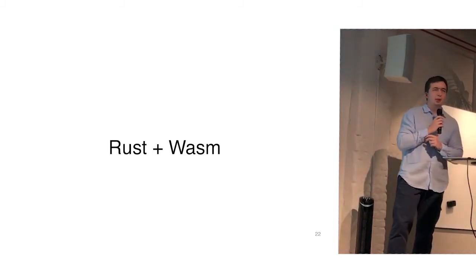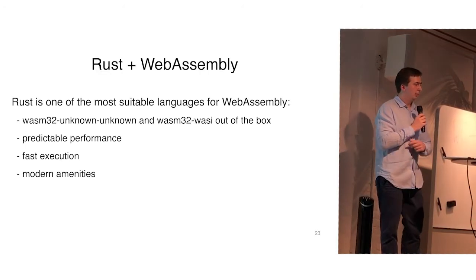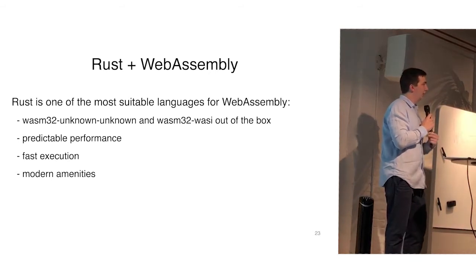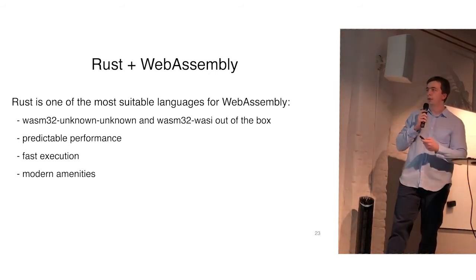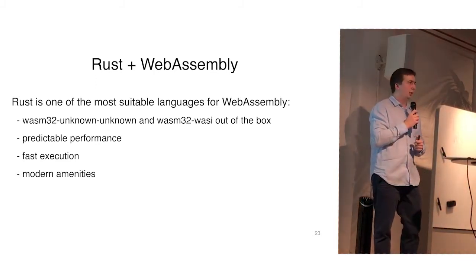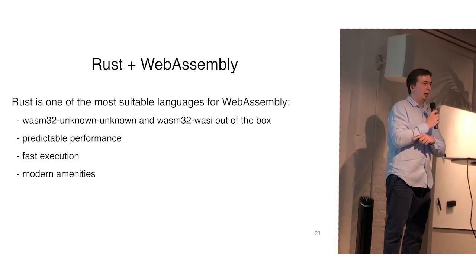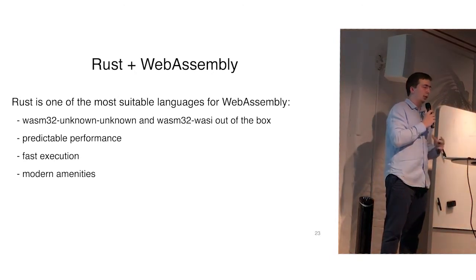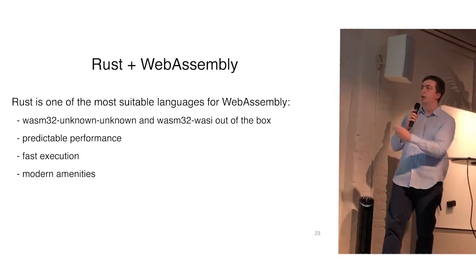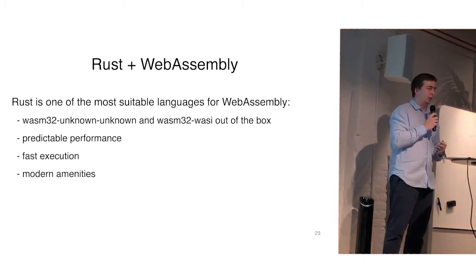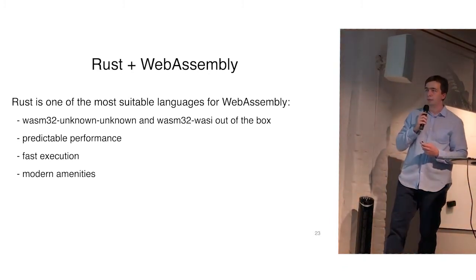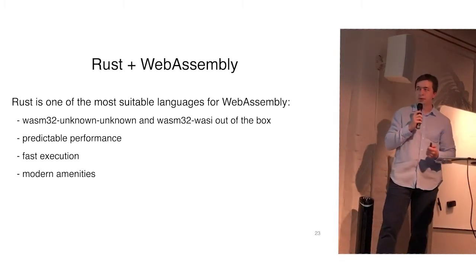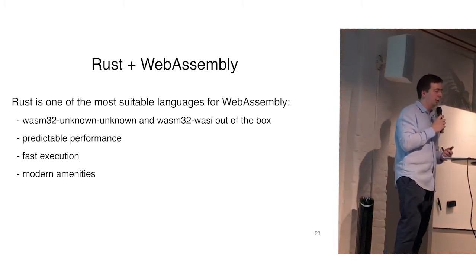So, finally, let's talk about Rust and WebAssembly. I think that Rust is one of the most suitable languages for WebAssembly because Rust supports two targets: wasm32-unknown-unknown and wasm32-wasi, out of the box. It is important because, for example, C and C++ aren't supported out of the box. You need some sysroots to compile your code with the first target. For example, one of them was developed by one guy from Apple, and now it's closed in favor of WASI. It also has predictable performance because there is no garbage collector and so on.